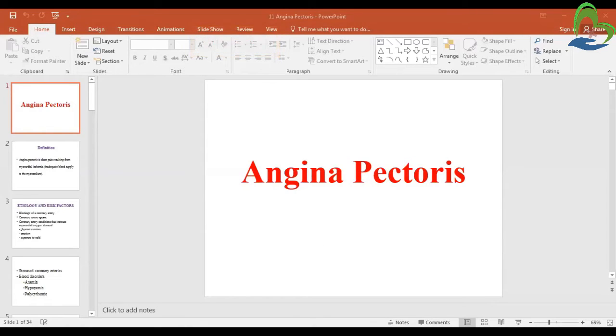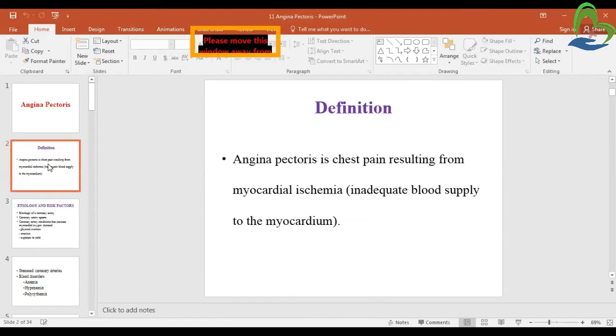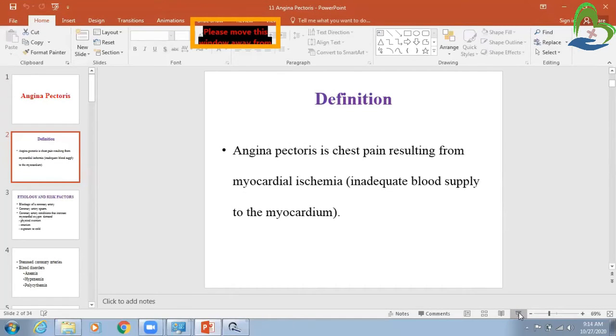So if angina pectoris is there, a different kind of pain occurs in the chest or the precordial area. The definition of angina pectoris is the chest pain resulting from myocardial ischemia. And what is myocardial ischemia? This is the inadequacy of blood supply to the myocardial tissues, and due to ischemia the myocardium is getting dead.